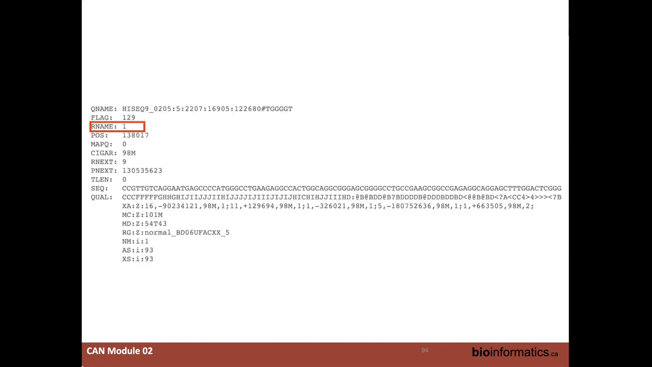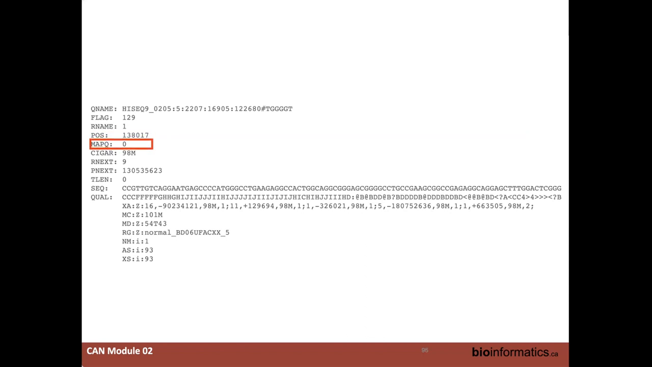Okay, the next one, RNAME. This really is just the reference name. Remember in the headers, we had a listing of all the chromosomes that our sequences aligned to. Well, this is it. This just tells you that this aligns to chromosome one. Subsequently, this gives us the position on chromosome one.